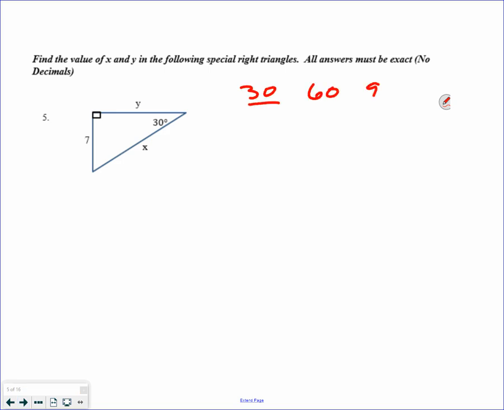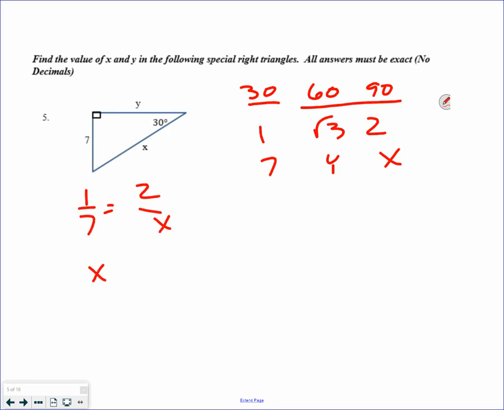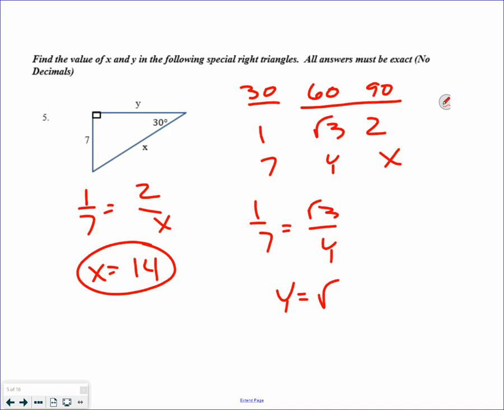30, 60, 90 triangle is 1, square root of 3, 2. Opposite the 30 in this picture is 7. Opposite the 60 in this picture is y, and the hypotenuse is x. 1 over 7 equals 2 over x. This one ends up being pretty good. Cross multiply and solve. 1 over 7 equals square root of 3 over y. Again, cross multiply to solve.